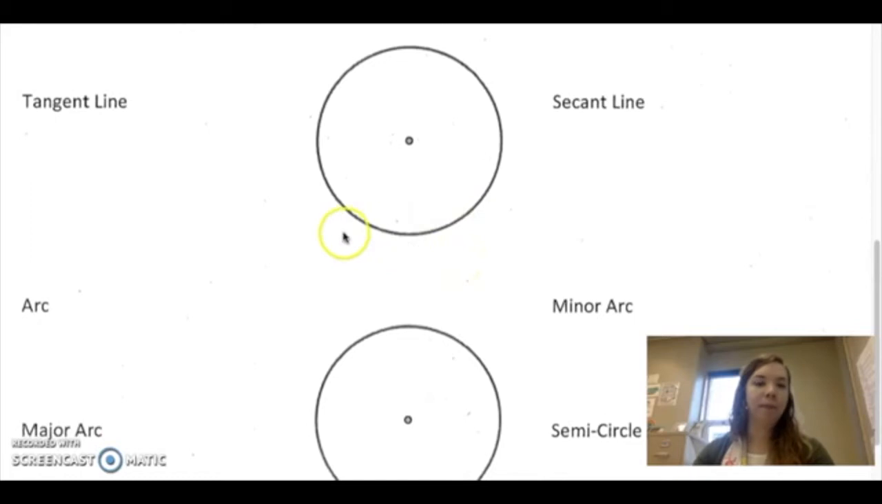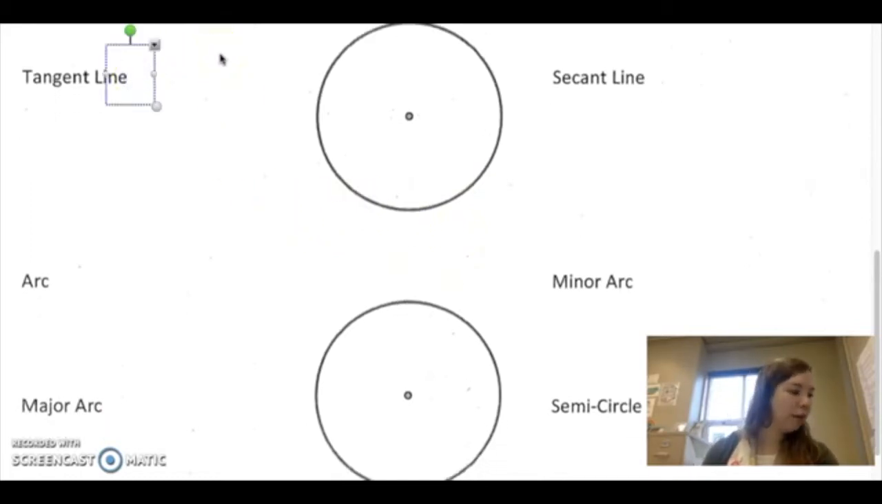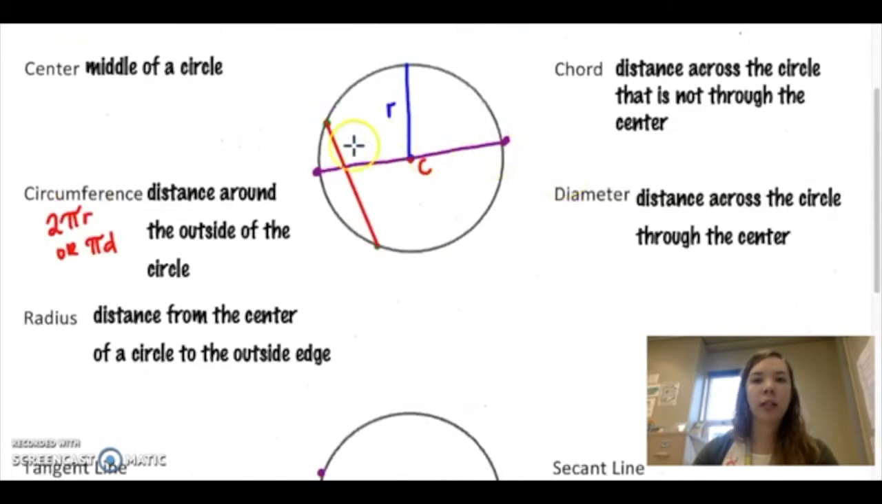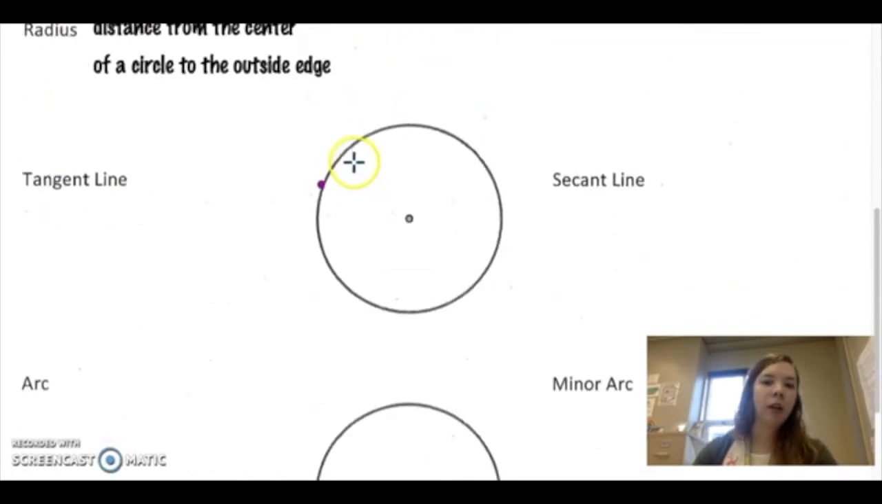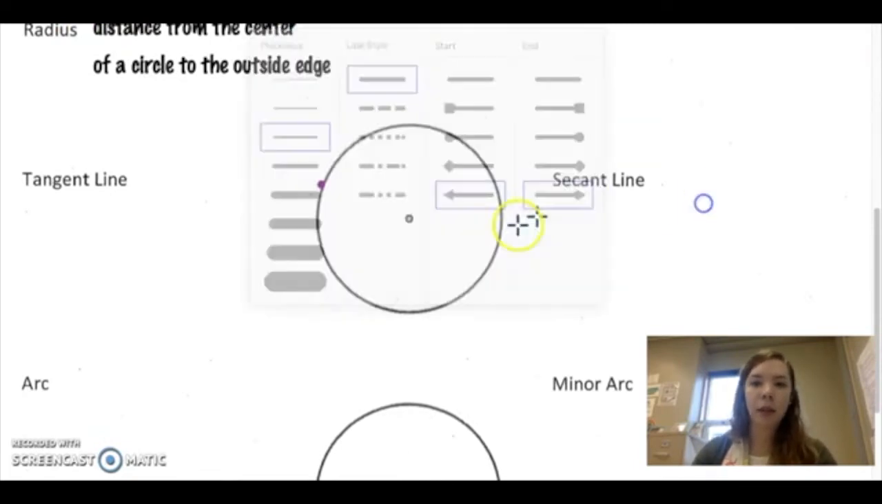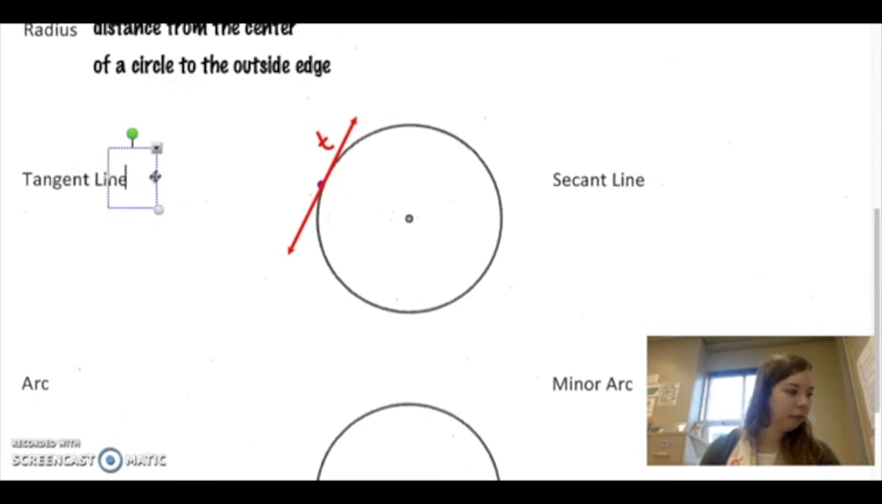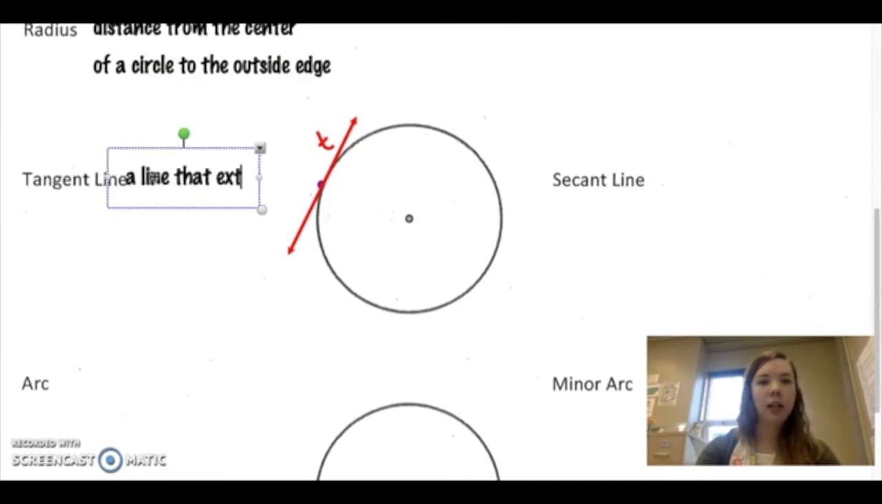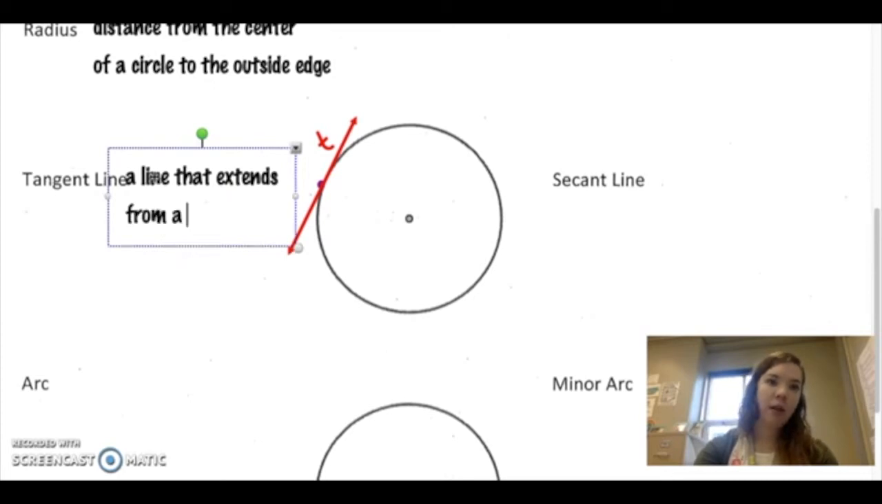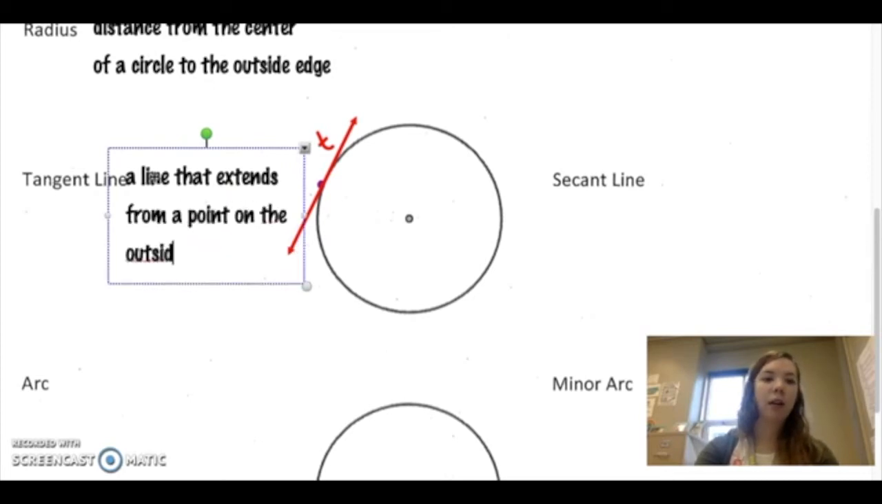So a tangent line. Let's go ahead and draw it first. It is a line that extends off a point on the outside of your circle. So these were line segments because they stop. Tangent lines and secant lines go on forever. They're not segments. So here, a tangent line would be, let's go ahead and label that T just to make it clear, is a line that extends from a point on the outside of a circle.